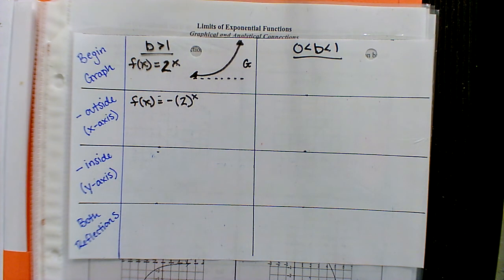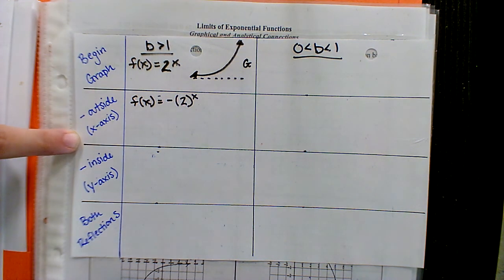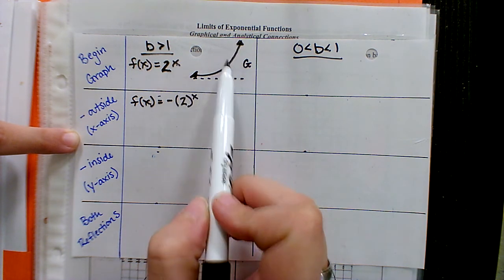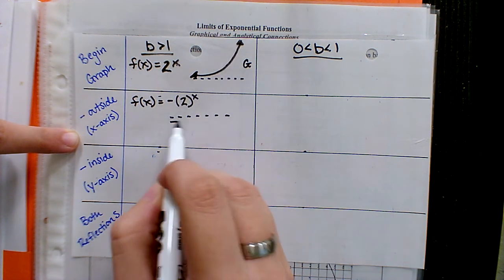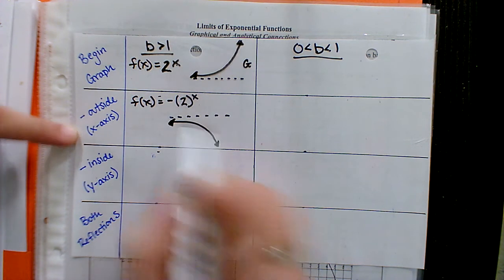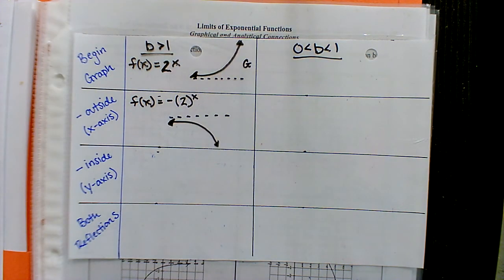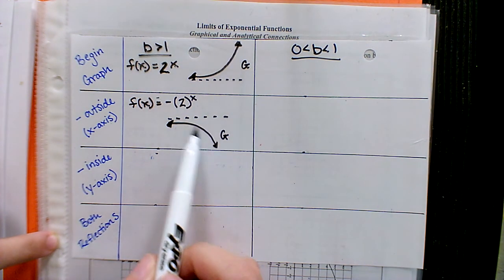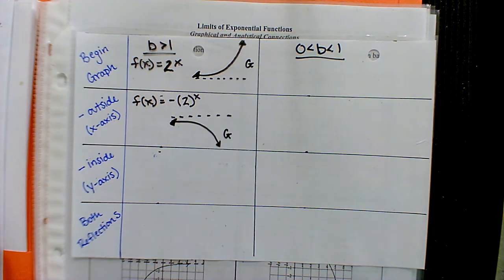If you think about your transformations, a negative on the outside flips your graph, specifically over the x-axis, that horizontal axis. So instead of having this original graph, if we were to flip it upside down, it would look something like that. Does that make sense? Negative on the outside, flip it upside down. Is this new graph growth or decay? It's still growth. As you travel from left to right, it's still going away from the asymptote.